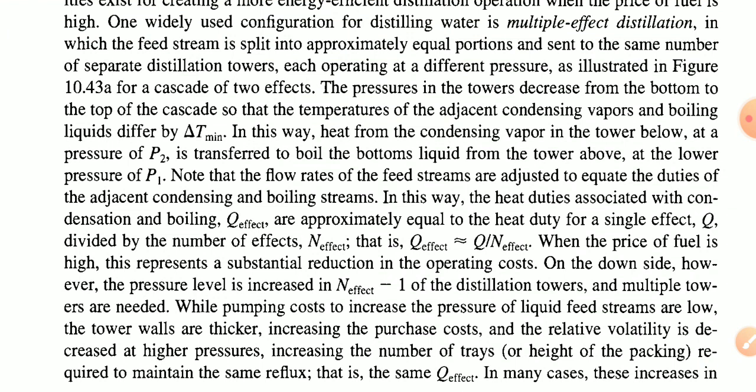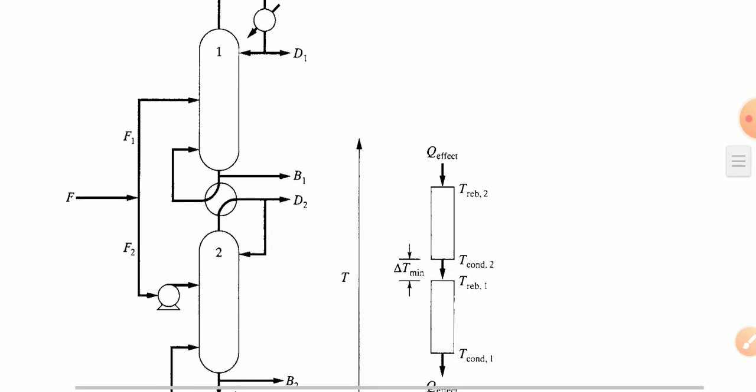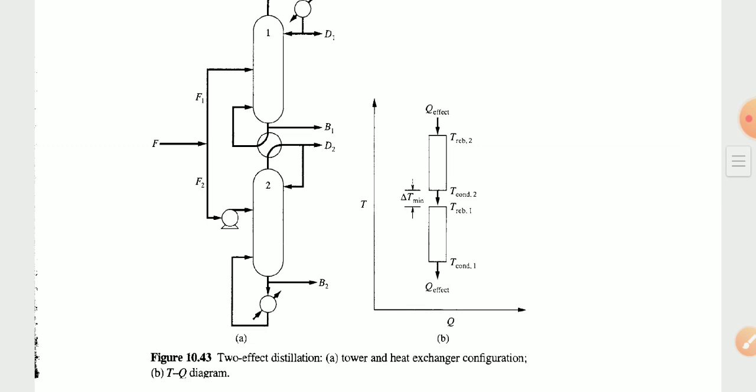In this way, heat from the condensing vapor in the tower below, at a pressure of P2, is transferred to the bottom liquid of the tower above, at the lower pressure of P1. Note that the flow rates of the feed streams are adjusted to equate the duties of the adjacent condensing and boiling streams for this figure. Here the two effect distillation, the tower and heat exchanger configuration, and also the TQ diagrams are given.